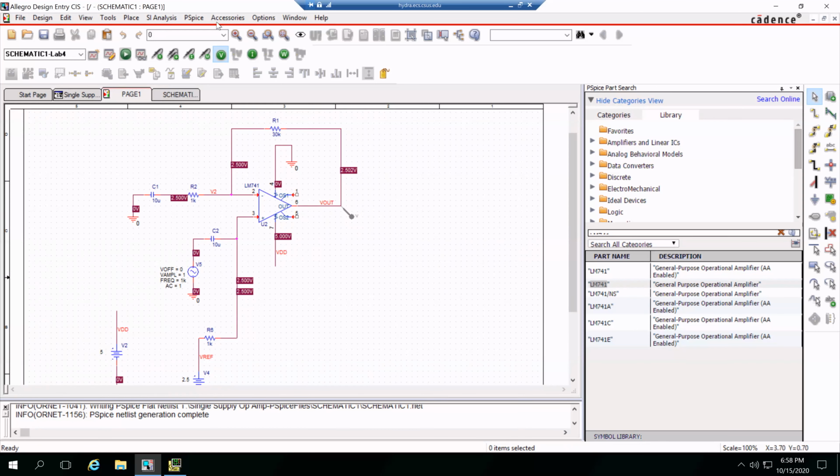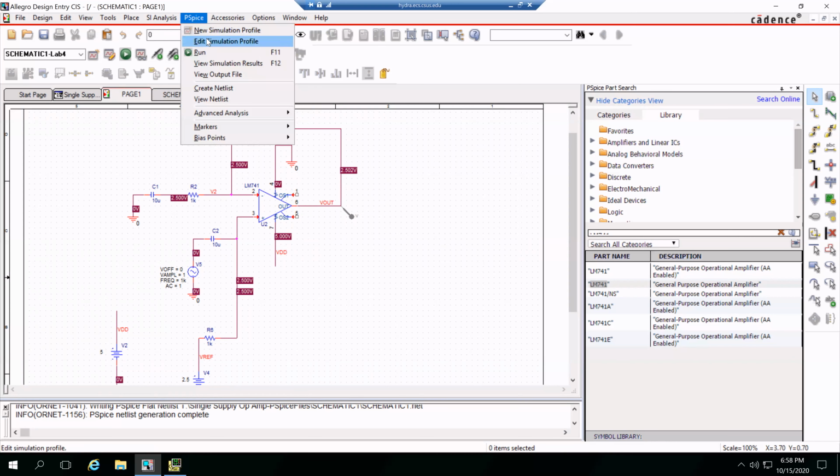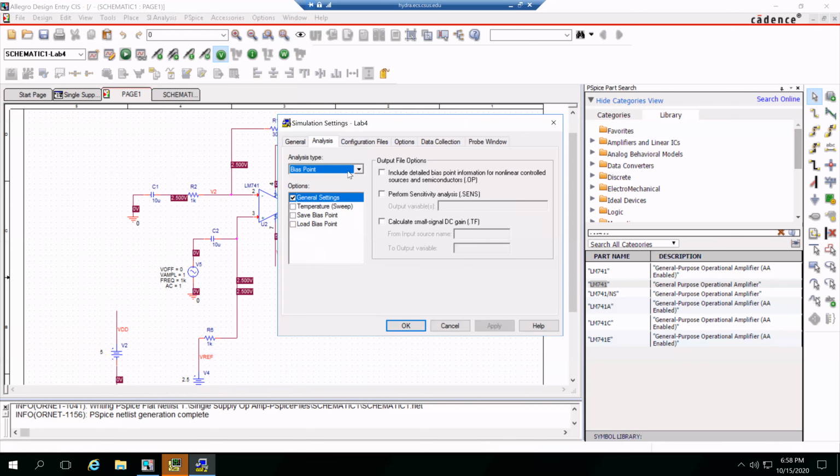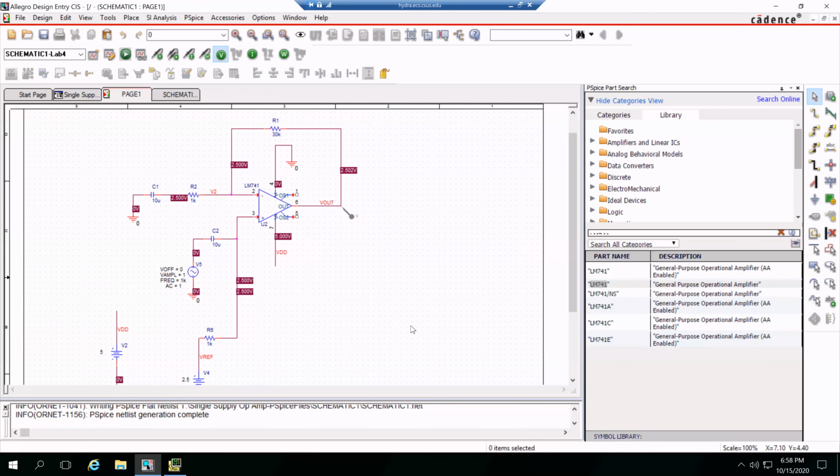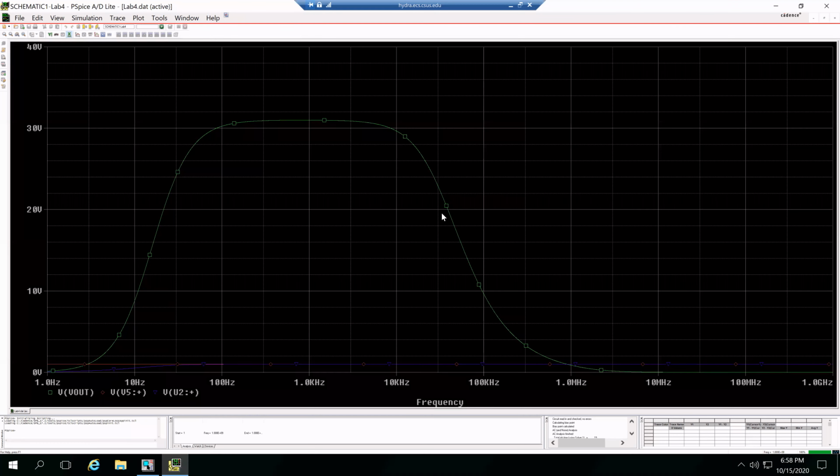Yep. And we'll go to PSpice, edit simulation profile. We're gonna do our AC sweep now, all the same. I need to put a few more voltage probes back in. So I'll put one here, I'm gonna put one here, and I will run this plot for you. Perfect, that's what I'm looking for, finally. All right, this is your mid-band amplifier right here.